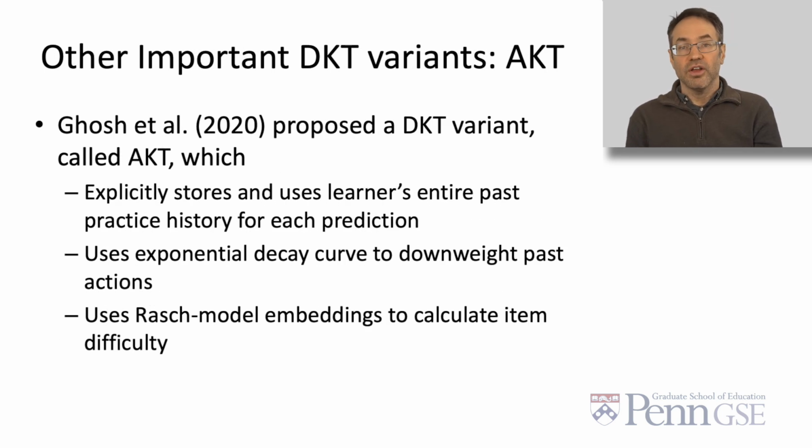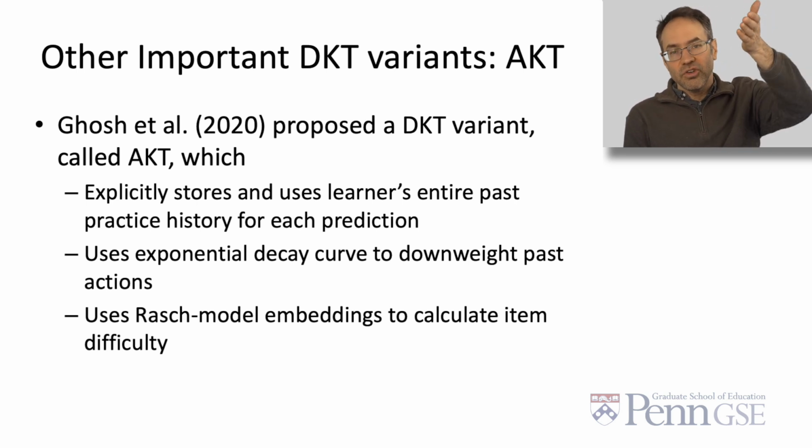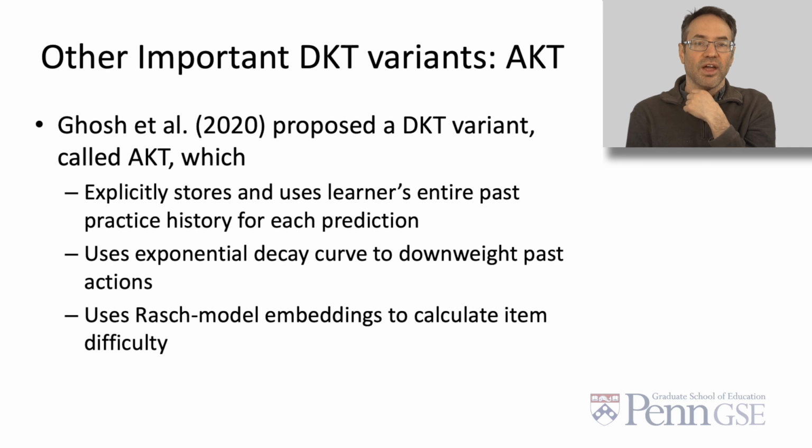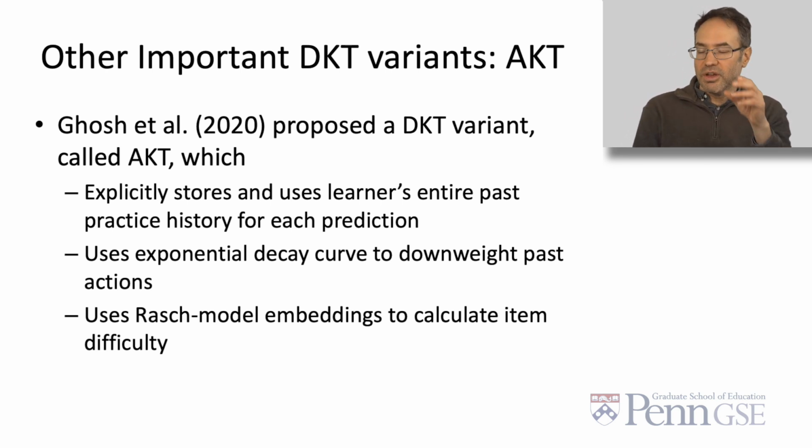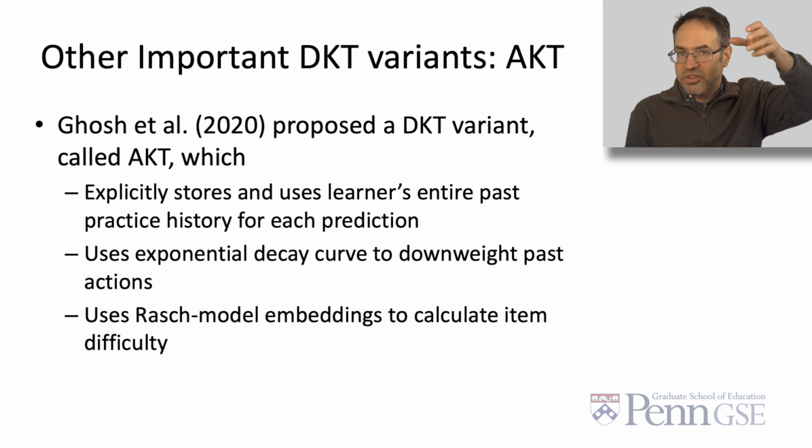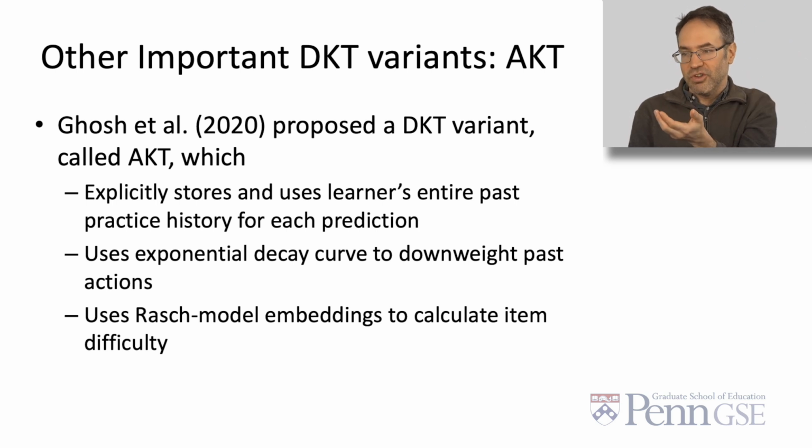Ghosh et al. also proposed a DKT variant called AKT, which explicitly stores and uses the learner's entire past practice history for each prediction, using an exponential decay curve to downweight past actions, and using a Rasch model embedding to calculate item difficulty. And unshockingly, this does better because it's now using additional information. It's using the time sequence.